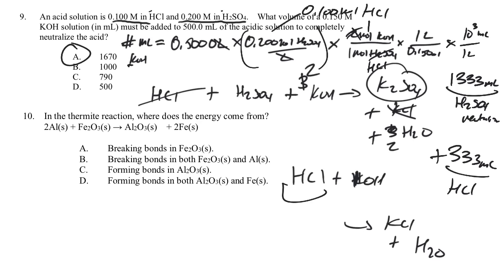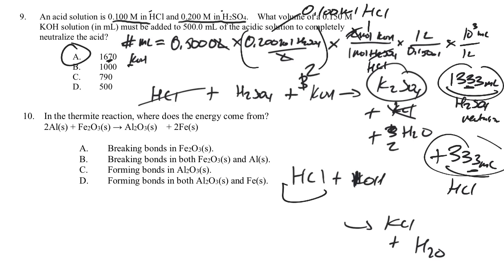So adding these up, 1333 plus 333 gives the 1670. If we're tracking these, that's 3 sig figs, so that's why we're rounding to 3 sig figs in our answer. Okay, yay. All right, so let's move on to the next question.